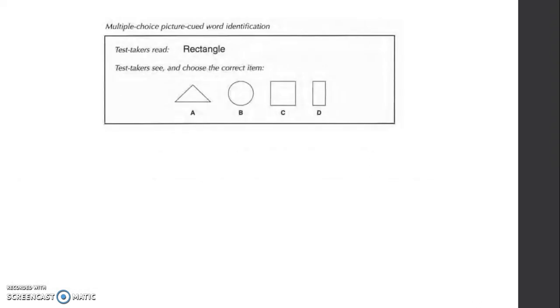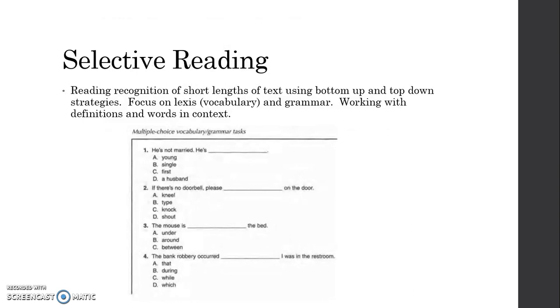One more example. Here we have another picture cued. It says rectangle and they have to choose the right one. So reading at a word level, just even vocabulary exercises that a lot of you do would be perceptive reading. Selective reading is the one that we do the most. Here you can see the definition, reading recognition of short lengths of text using bottom-up and top-down strategies. And here we're usually focusing on vocabulary and grammar, and we work with definitions and word and context.